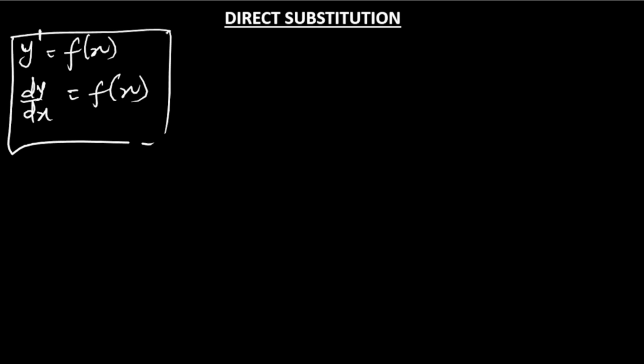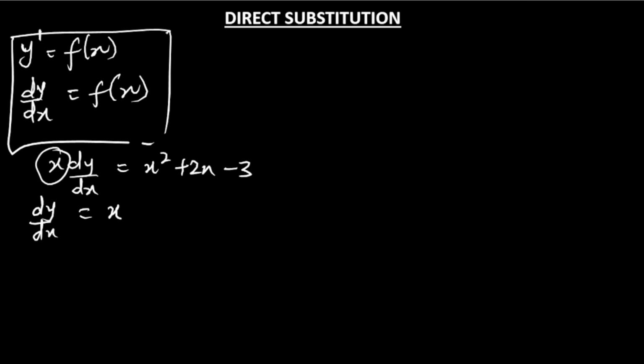Now looking at this, let's assume we were given a question. Let's say we're given x dy over dx being equal to x squared plus 2x minus 3. Looking at this question, what do you think we can actually do? There is something disturbing us from getting this, that is this x. What do we do? We divide both sides by the x. That is, we can say this should be dy over dx being equal to x squared plus 2x minus 3, all divided by x.